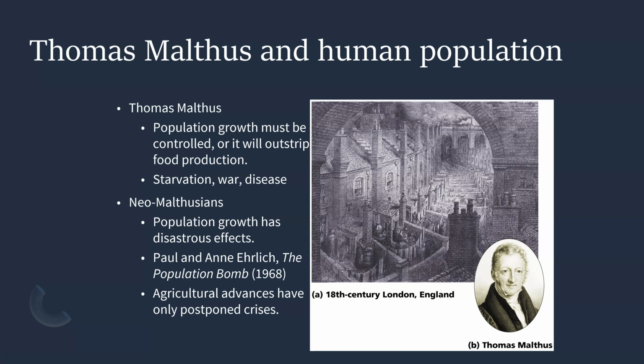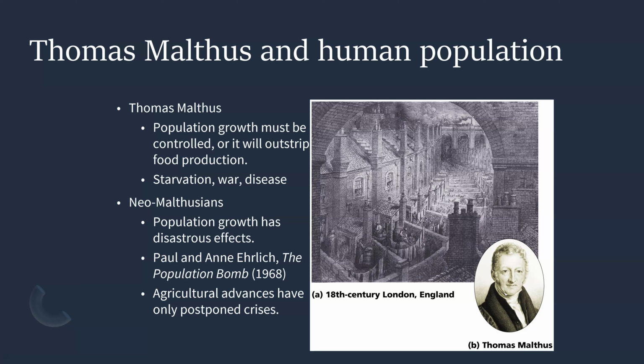All right, so a fellow named Thomas Malthus had some ideas about human population, and he said that population growth must be controlled or it will outstrip food production. There will be starvation, war, and disease. And while we haven't seen that necessarily fully in the United States, it does happen in other countries.